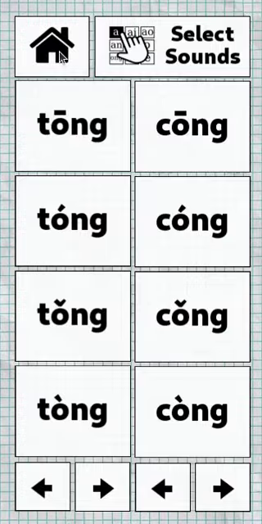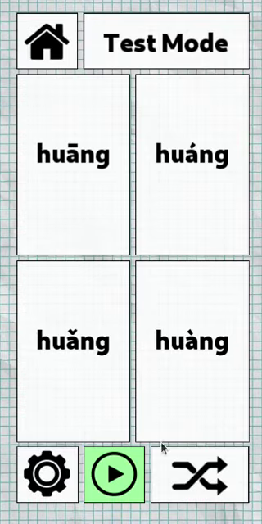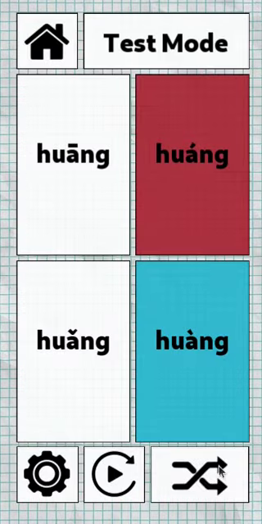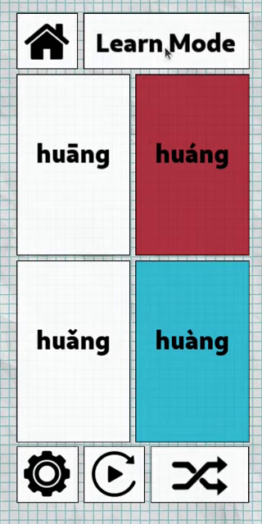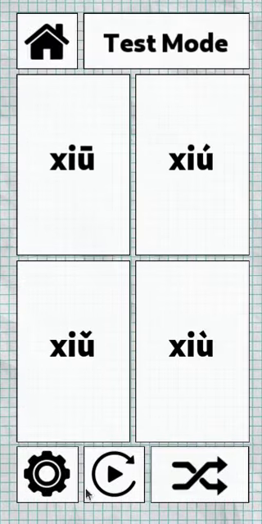Let's go back home. In the introduction to sounds, you start with the play button, and you select your options. I'm just going to randomly select real quick just to kind of show you how the user interface works. In the learning mode, you can click on the sounds and just hear them. It doesn't test you, but you can switch back to test mode and start the process over.